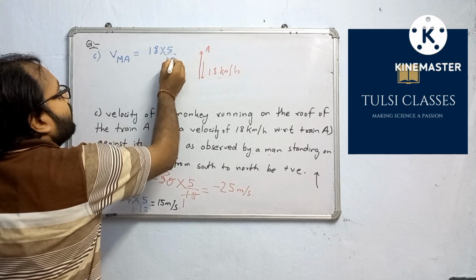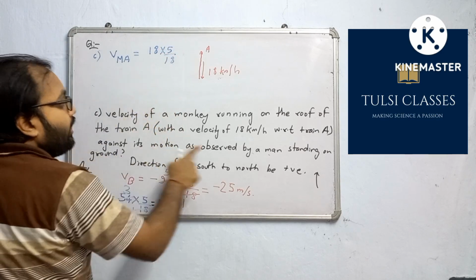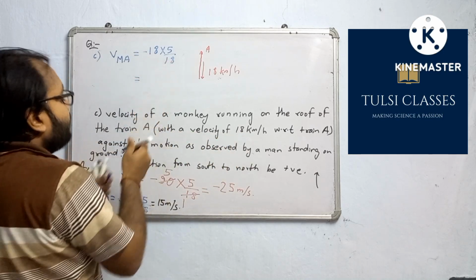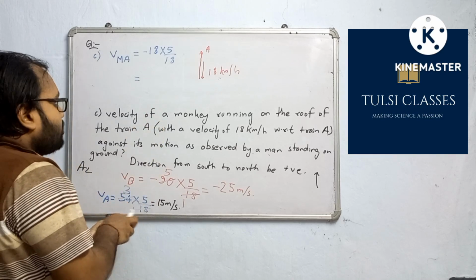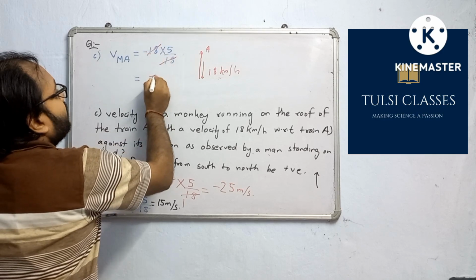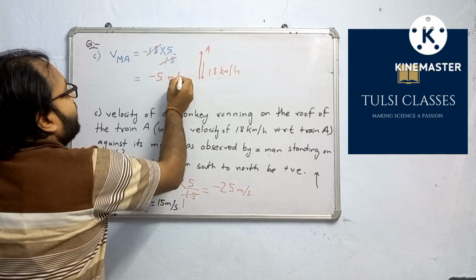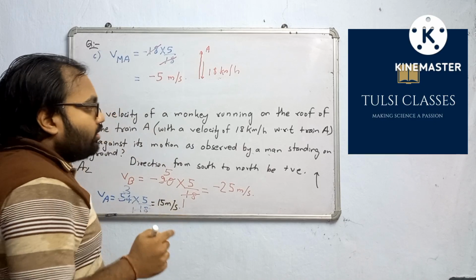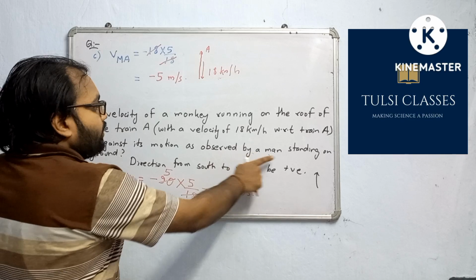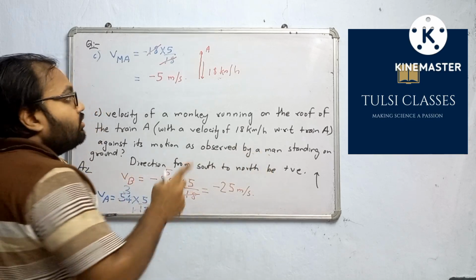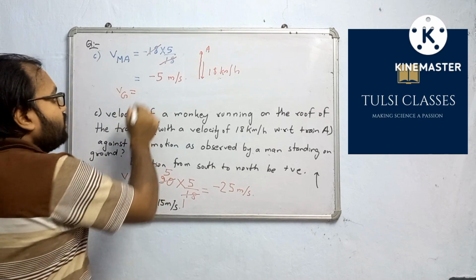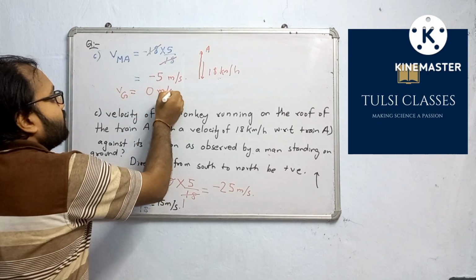In meter per second we will convert 18 into 5 by 18, and direction, velocity against its motion, so minus. Solve it. How much will you get? Minus 5 meter per second. This is VMA. Now we have to find its velocity as observed by a man standing on the ground, that means with respect to ground. So what is VG? Velocity of ground, it is 0 meter per second.